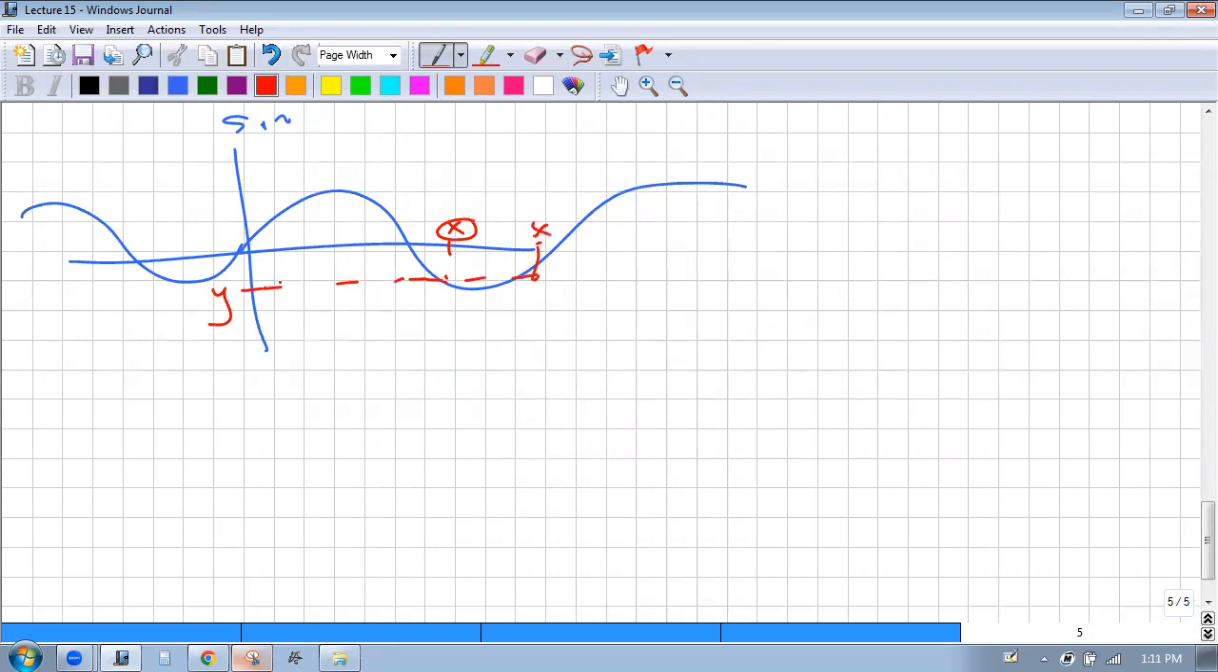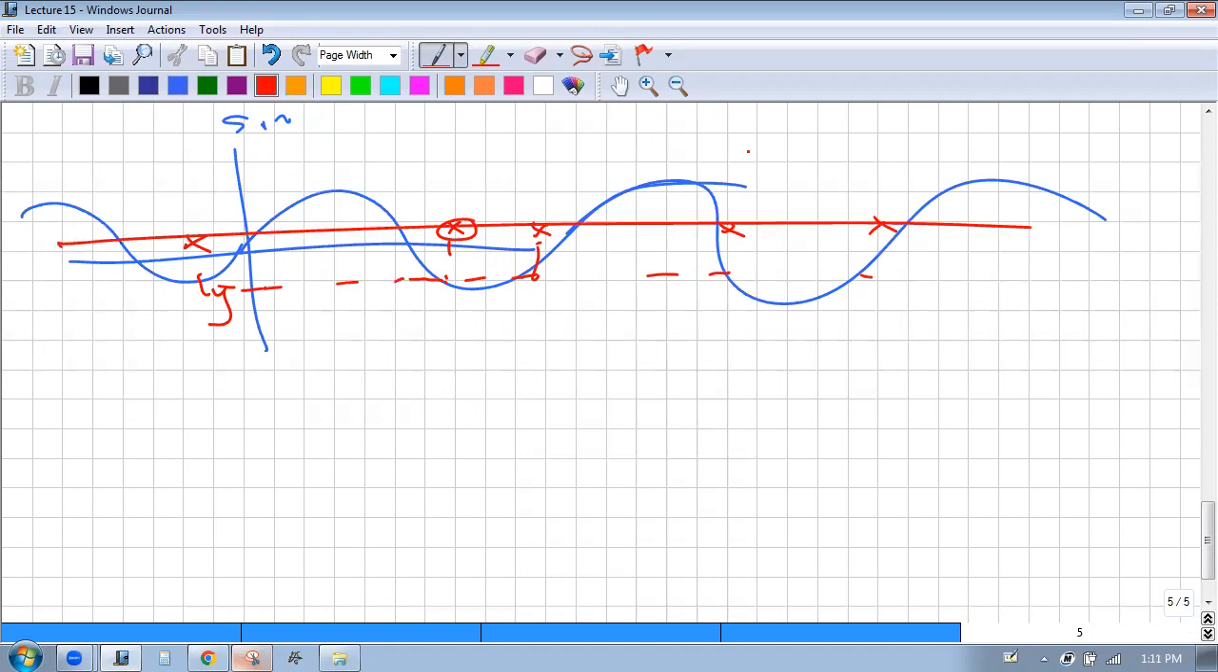Oh, wait, it could have come from here. It could have come from here. There's an infinite number of choices to come from, right? It's like, well, which one did it come from? This guy or this guy, right? There's an infinite number of choices. This dude does not pass the horizontal line test, so it's not invertible.